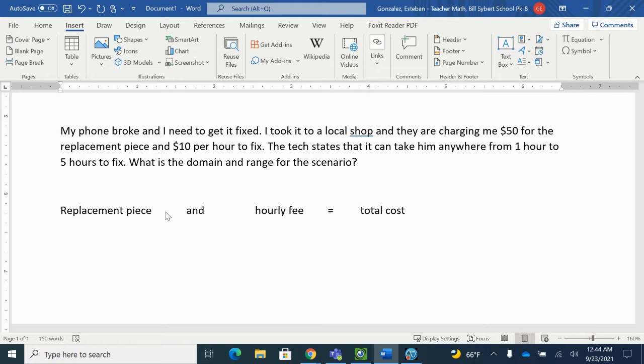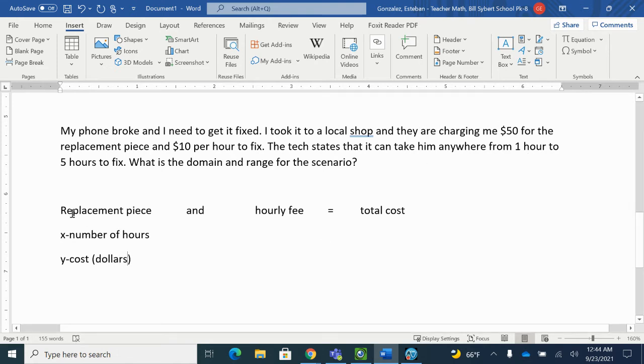So when it comes to writing this, now I can start actually giving some variables. Well, we know that we're talking about hours, so I'm going to let H or X be the number of hours, and I'm going to let Y be the cost in dollars, right? So I wrote my scenario. I have a replacement piece that costs me money, and I need to pay for my hourly fee to get it fixed. And the total cost is what's going to result from that.